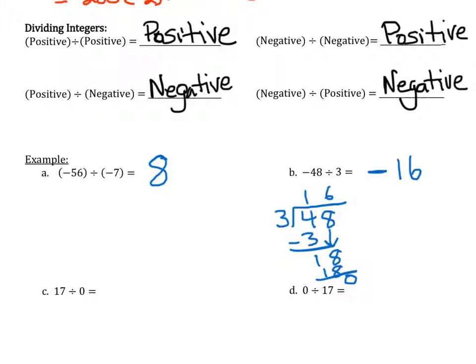In part C, we have 17 divided by 0. I want to know how many times 0 goes into 17. This is a red flag. Dividing by 0 is always tricky. We can never divide by 0. It's undefined. But we can always divide into 0. So 0 divided by 17, 17 going into 0, is considered to be 0. And that concludes our study of operations with integers.